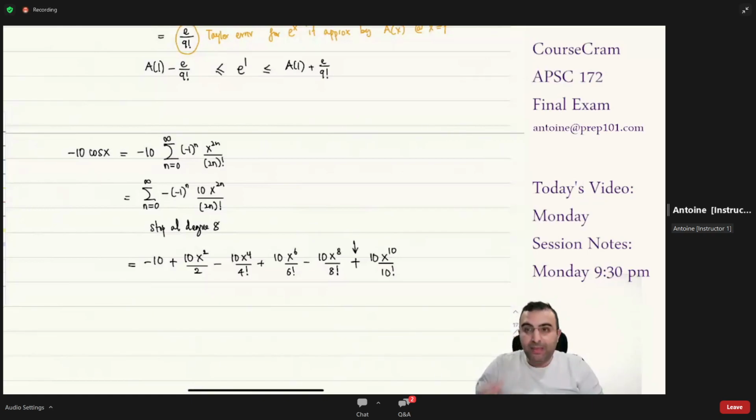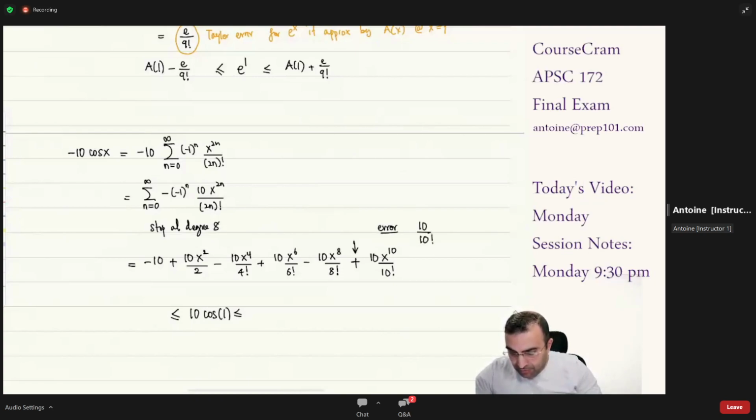to approximate t equals to 1, let me think about it for a second. How do we formulate it? That means 10 cosine of 1 is between, right? So the error is 10 over 10 factorial, right? The first term we leave out when x is equal to 1. Remember, x is equal to 1. We're finding the error when x is equal to 1. The first term we leave out is 10 over 10 factorial, which is basically 1 over 9 factorial. So the error is 1 over 9 factorial.